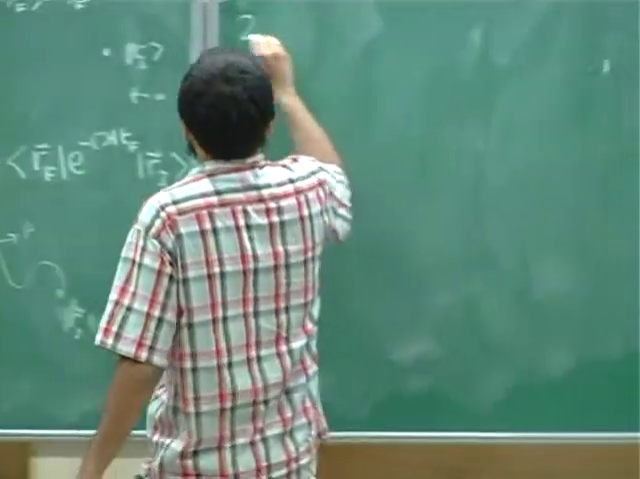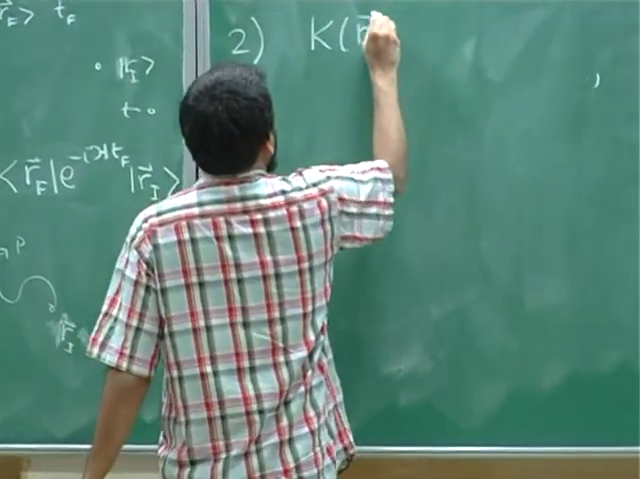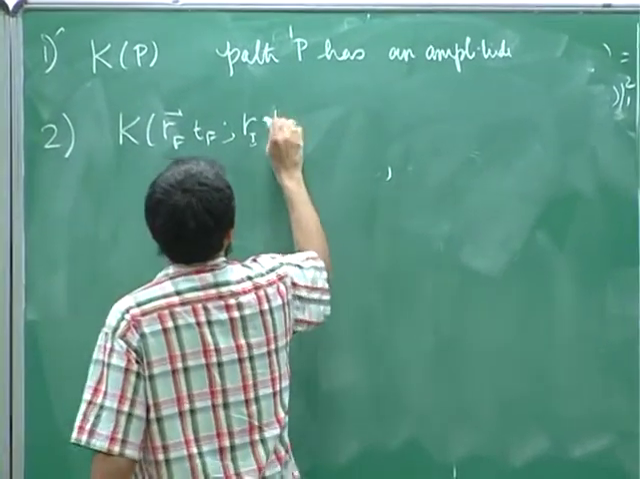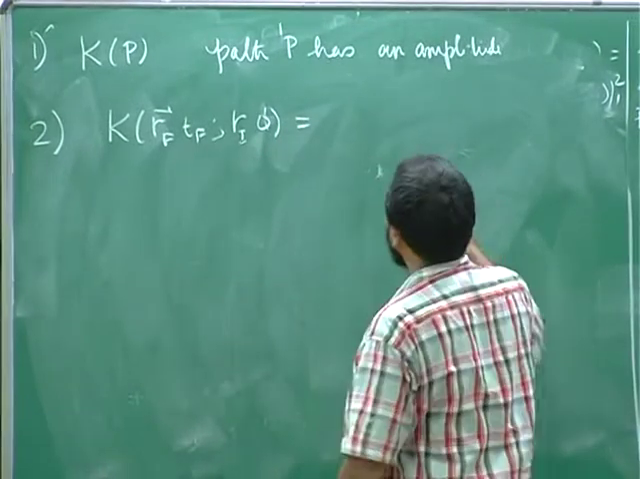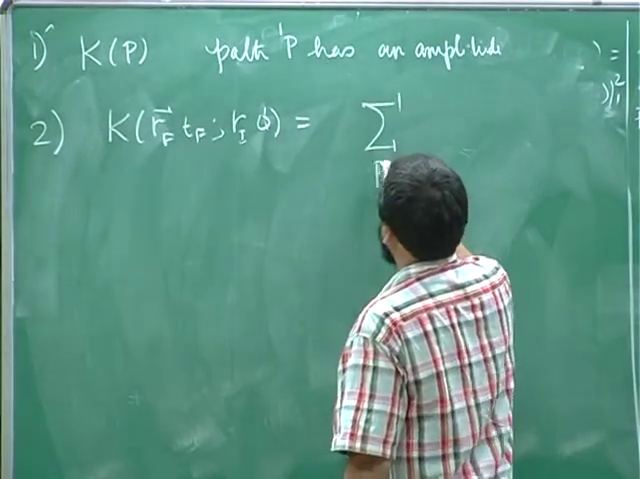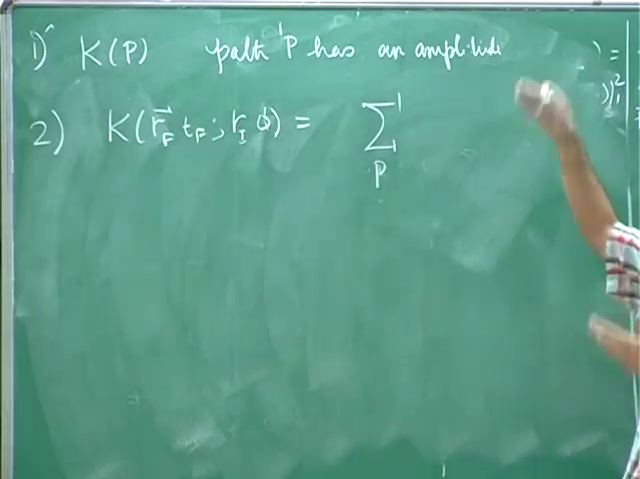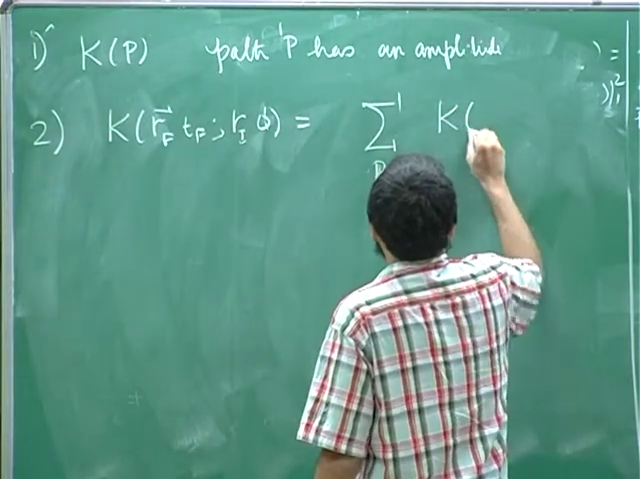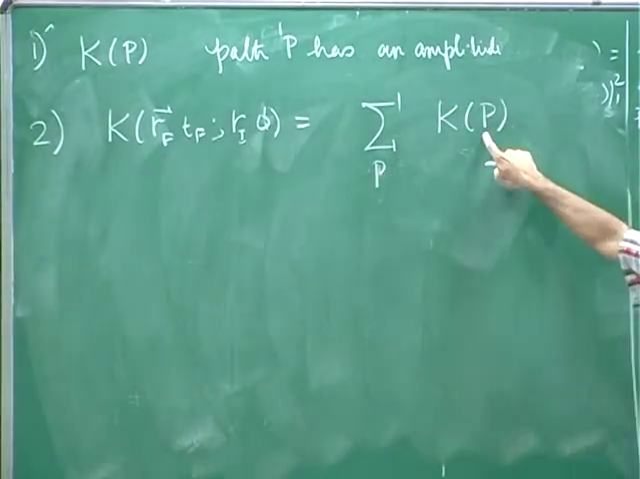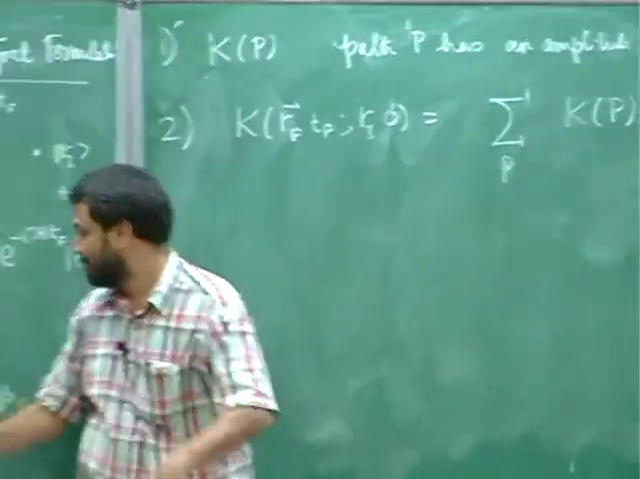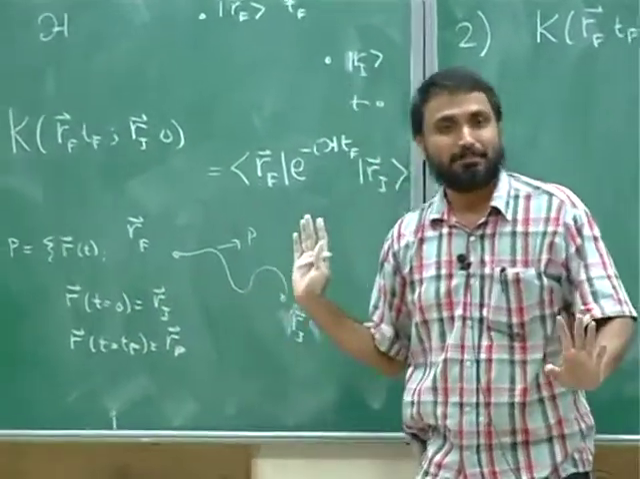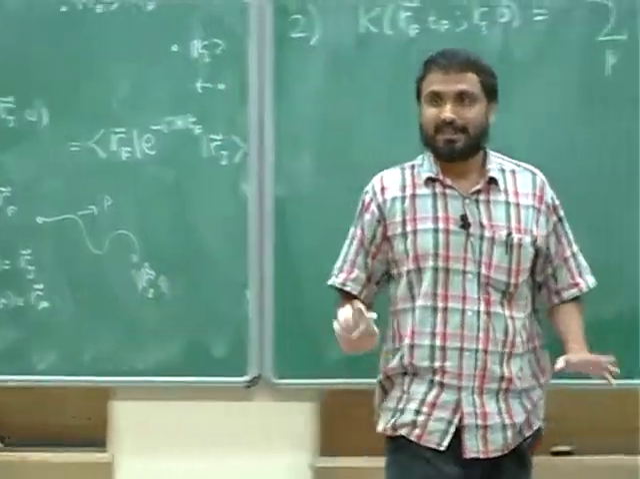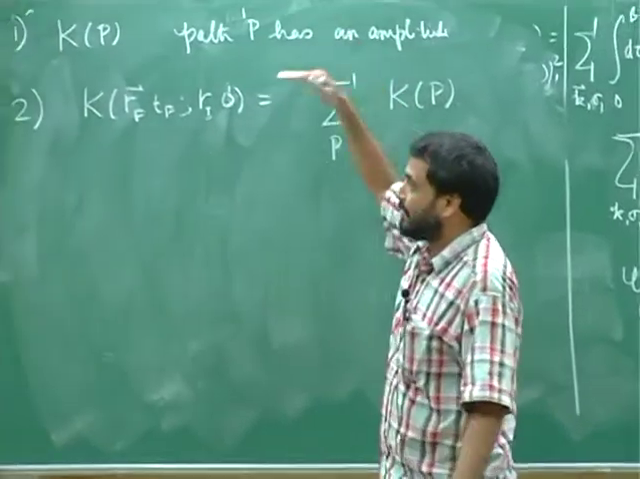Okay? So second is this quantity, which we call K(Rf, Tf; Ri, 0). This quantity is equal to the sum over all possible paths of K of P. Each path P is any nice function that will have these boundary conditions, namely at time t equal to 0 it's at Ri, and at time t equal to Tf it's at Rf. Okay, so this is postulate number 1, this is postulate number 2.